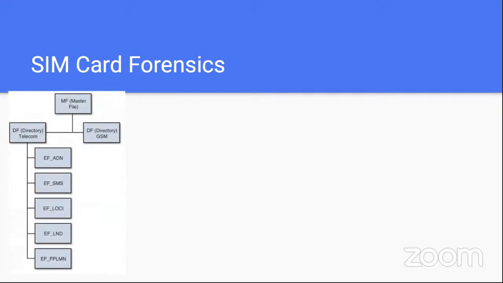Looks something like this. The EFADN is the abbreviated dialing number, where contact names and numbers are stored. This one down at the bottom, the FPLMN, is the Forbidden Public Land Mobile Network. These are cell networks a device attempted to connect to, but was not authorized to. So it's useful to know where a suspect was located.